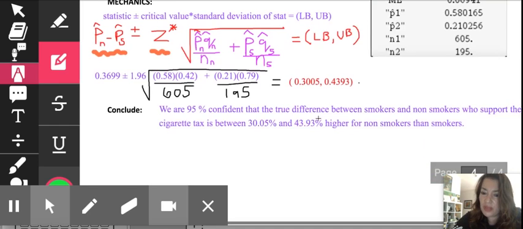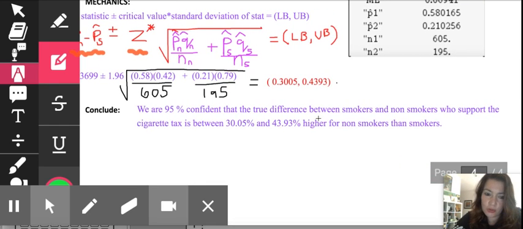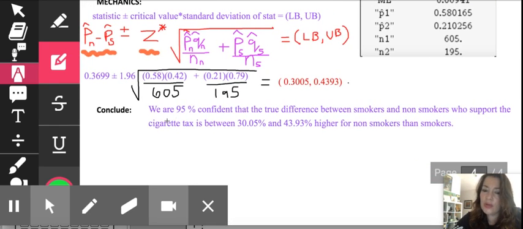And then from this, what does this mean in our conclusion? We can say we are 95% confident that the true difference between smokers and non-smokers who support the cigarette tax is between 30.05% and 43.93% higher for non-smokers than smokers.